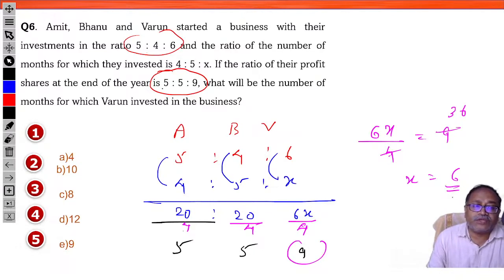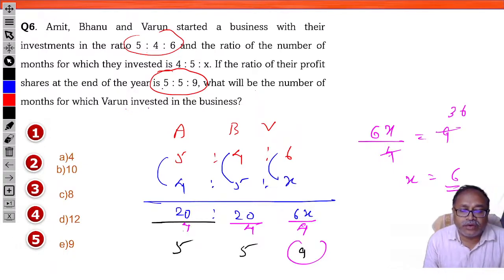For how many months was he in the business? So what will be the number of months for which Varun was in the business? 4 nines are 36, so it's 6.